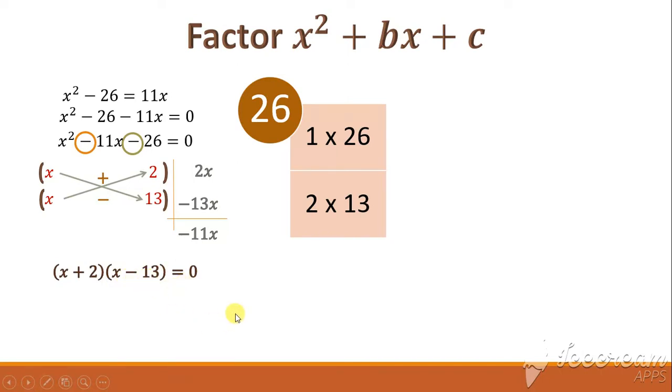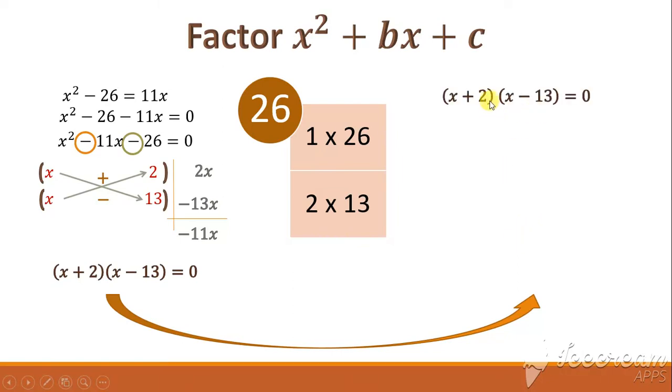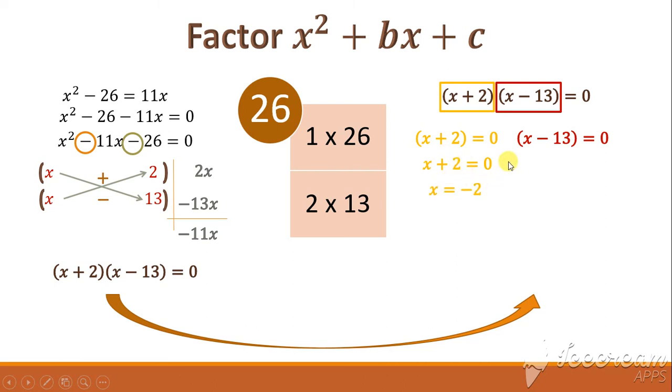But this is not over in here, so I'm going to move this to the other side so I can continue with my procedure. And I'm going to separate these two parentheses, the x plus 2 and the x minus 13, and I'm gonna place each one equal to 0. So I'm gonna start with the x plus 2. I'm gonna take it away from my parentheses and I'm gonna move my 2 to the other side. So I'm gonna have x equals negative 2.